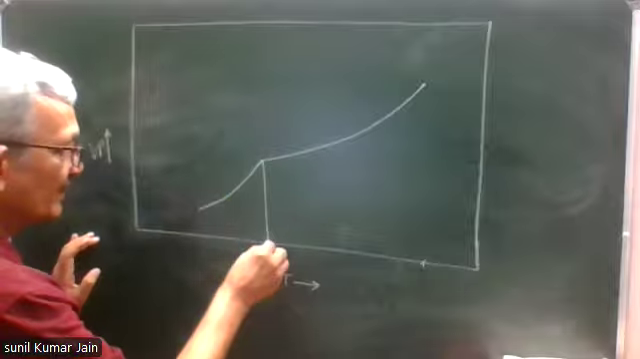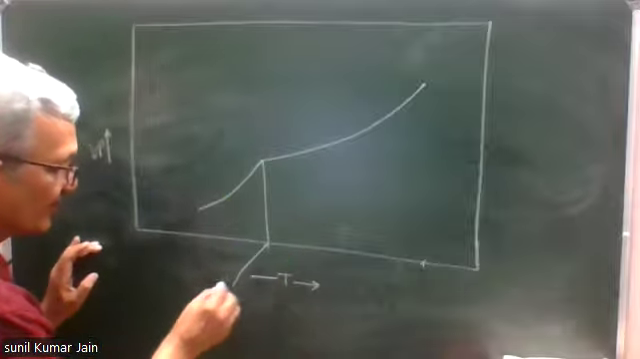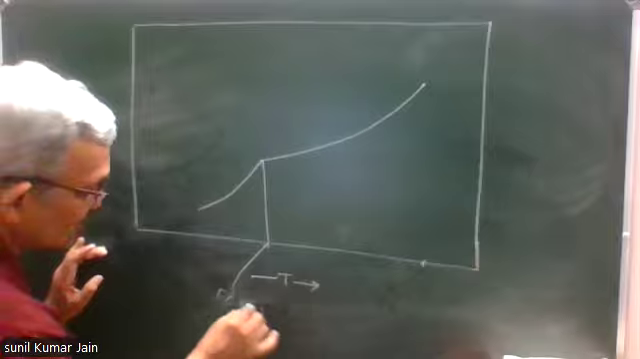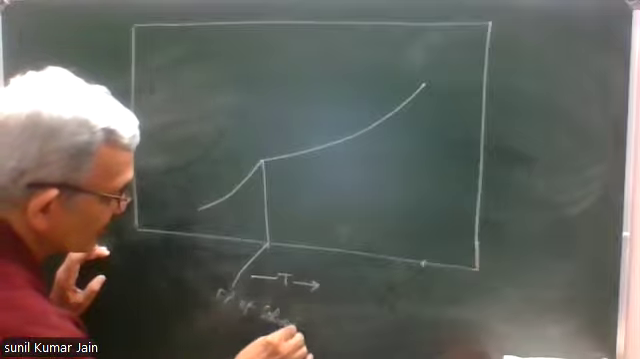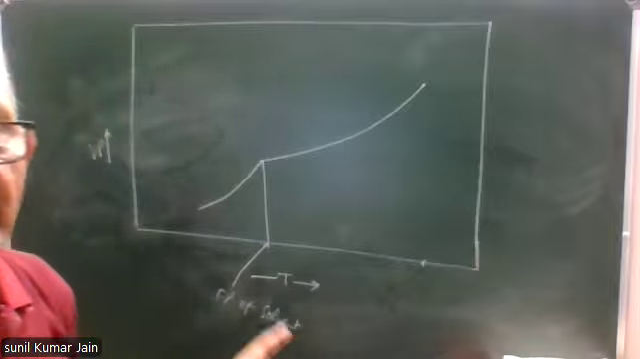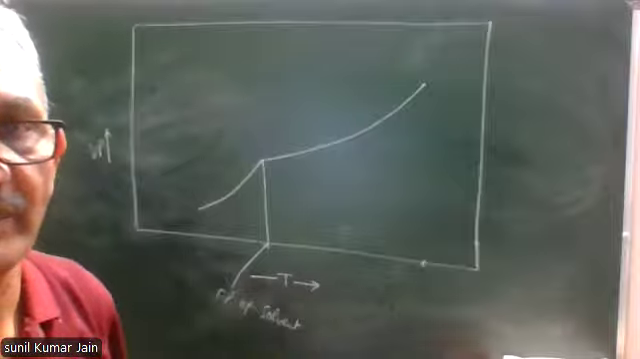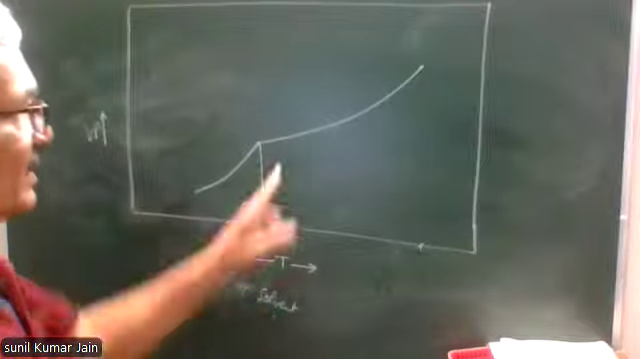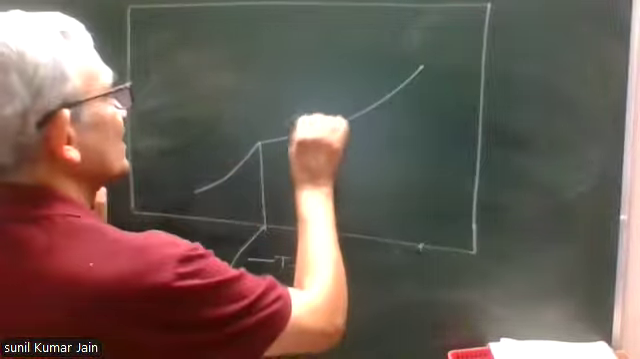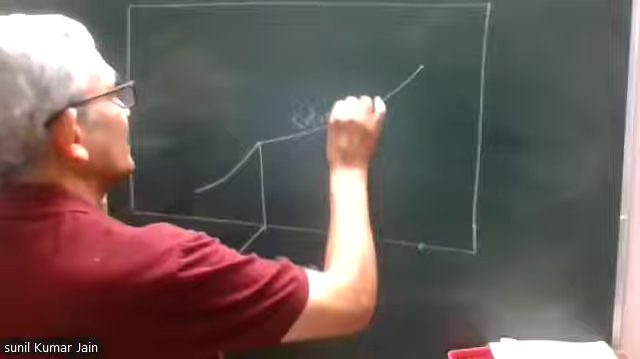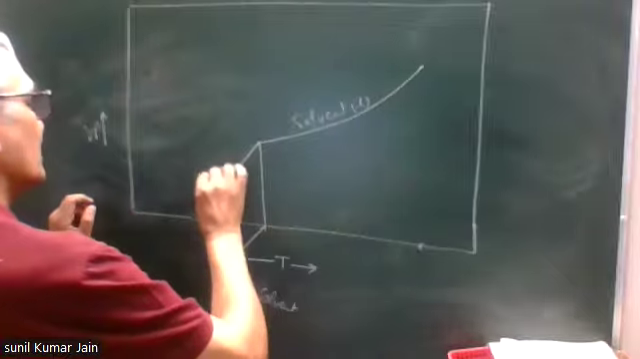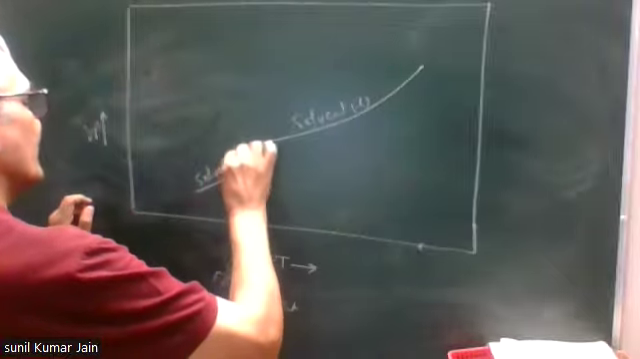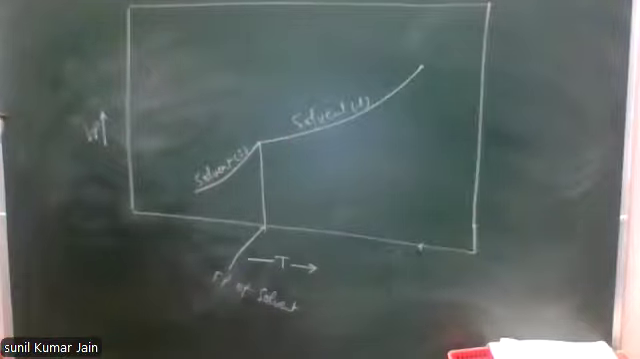First of all, label. This is the freezing point of solvent. This temperature at which there is a sudden fall in vapor pressure, this is the freezing point of solvent. This part of the graph is solvent in the liquid state. This is for solvent in the solid state.